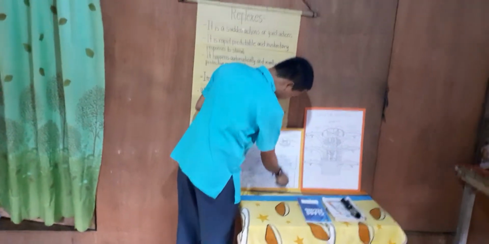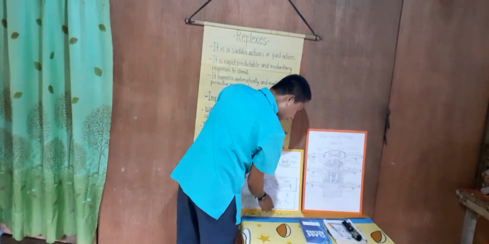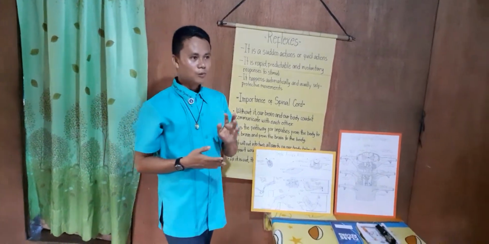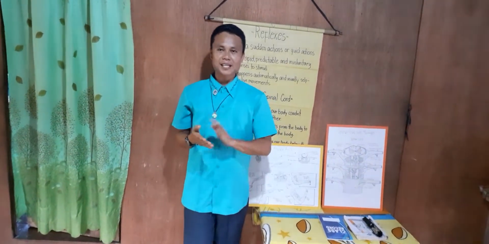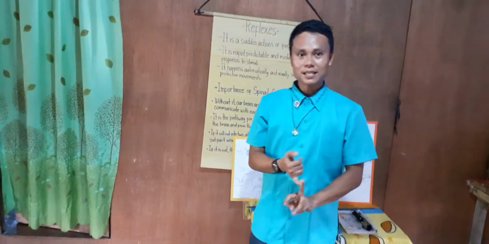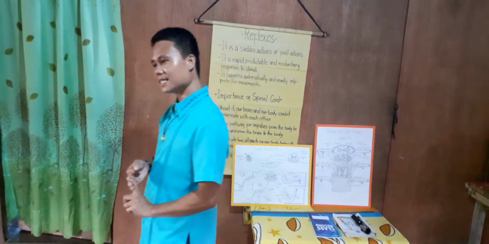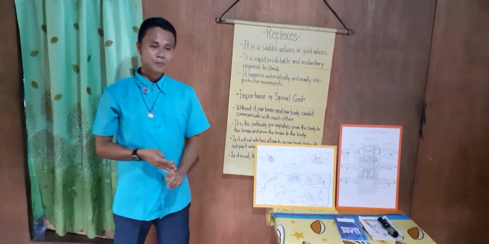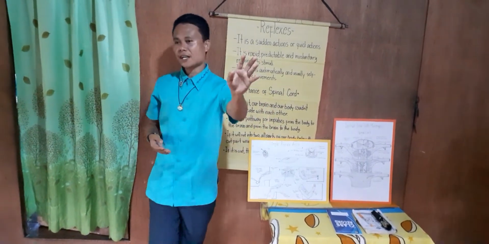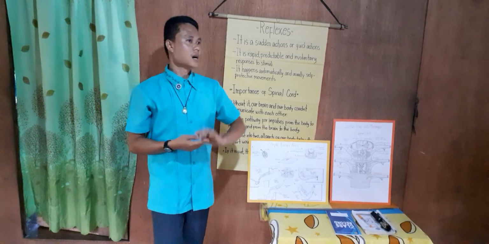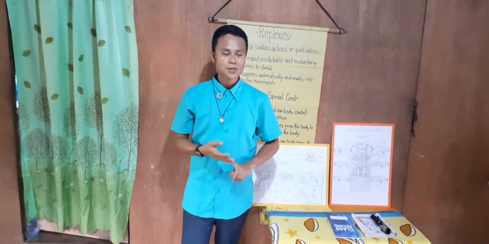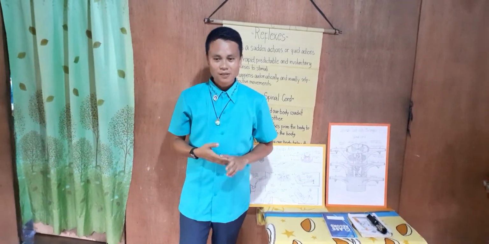Okay, class. So let's have a review. How does the spinal cord work? Okay, very good. So the spinal cord works: it sends signals, relays messages, it coordinates reflexes, and it supports the human body. Okay, what do you call the sudden movements or the involuntary actions? Okay, very good, class. It is reflexes. So that's why the spinal cord is very important, because without the spinal cord, our brain and our body cannot communicate with each other. Okay, that's it, class.